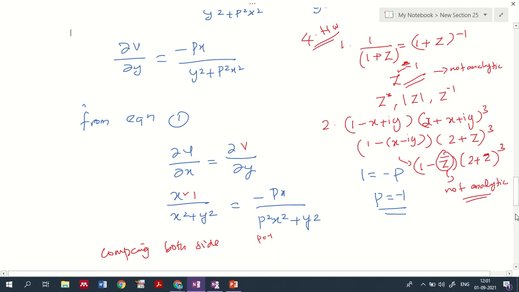Okay, so let me come to the next portion. I think this is clear, right? How have we done that? This is a simple way of identifying whether a function is analytic or not.